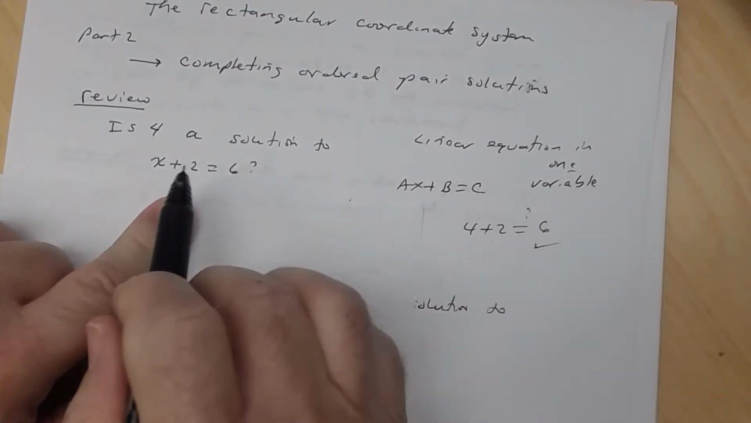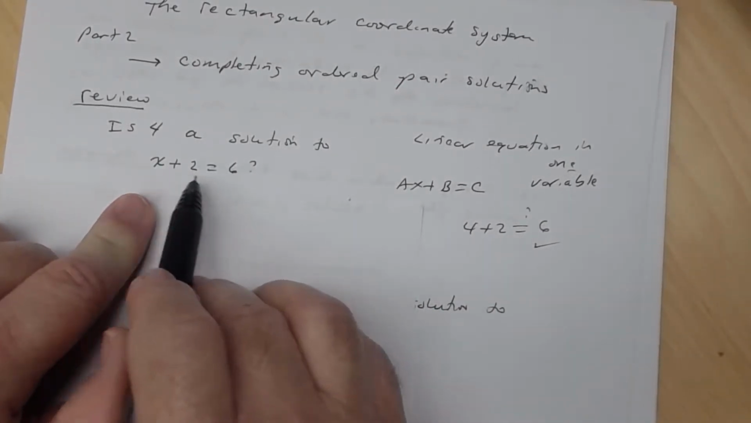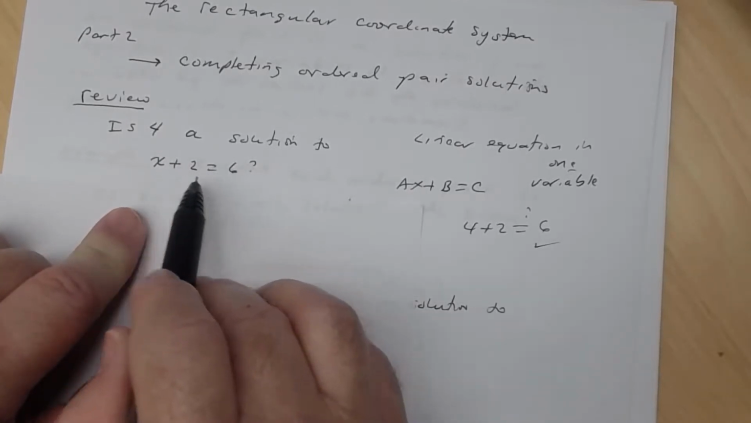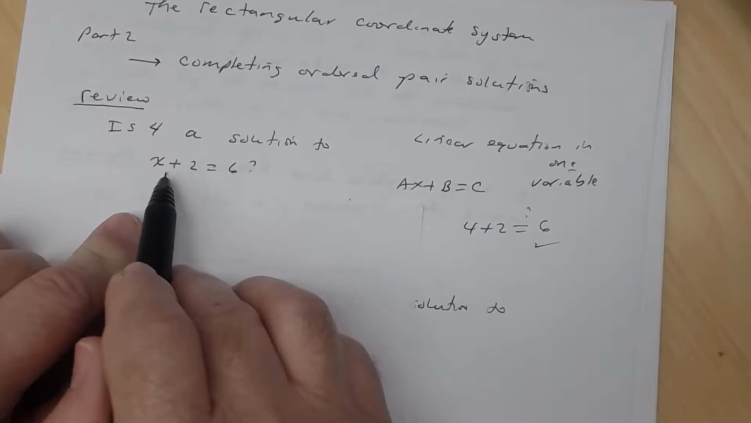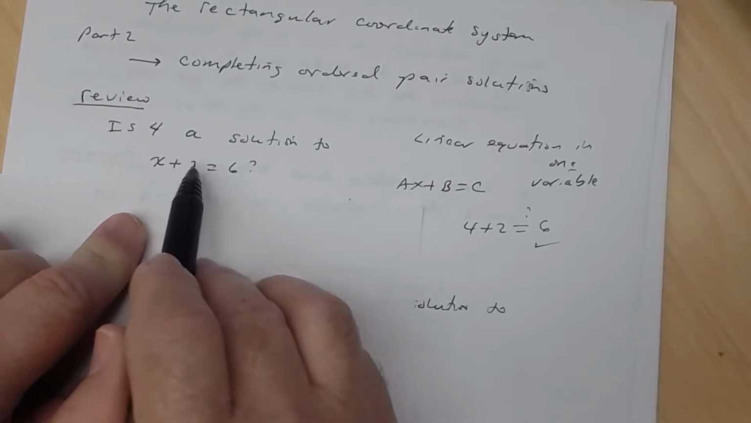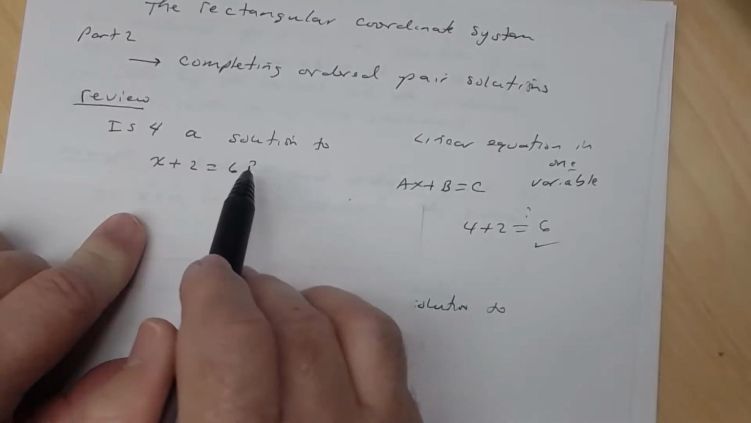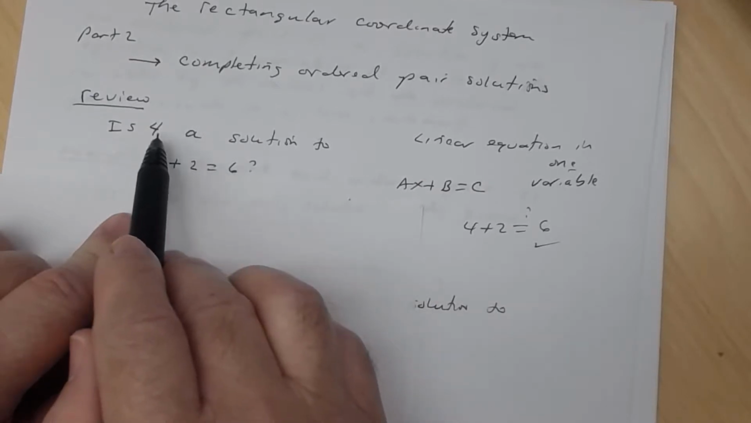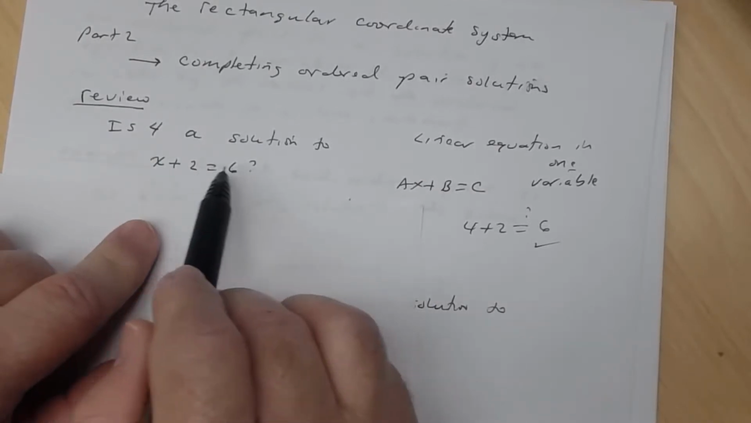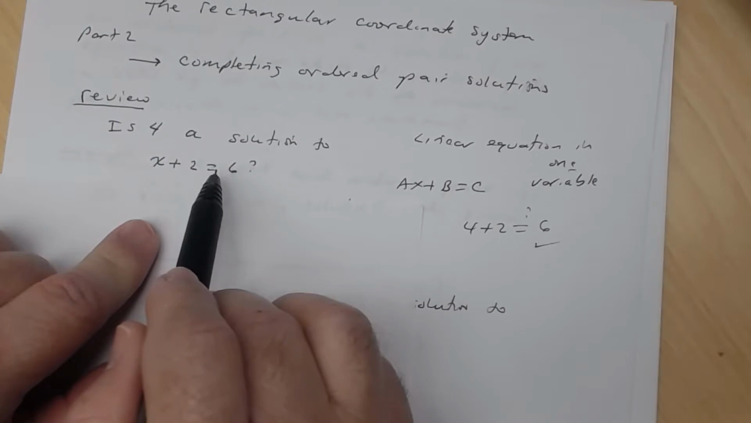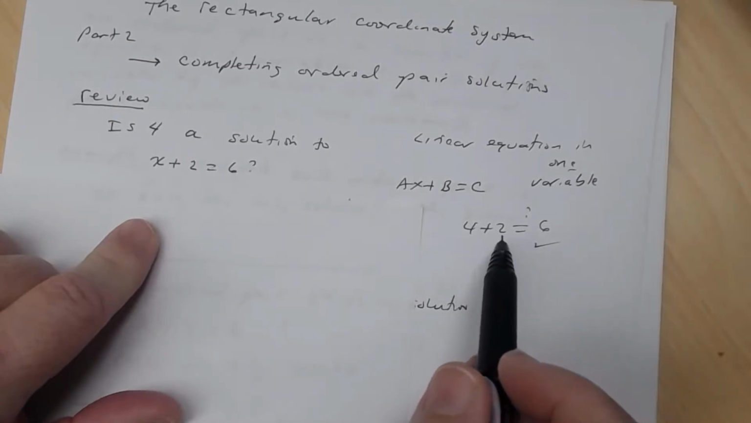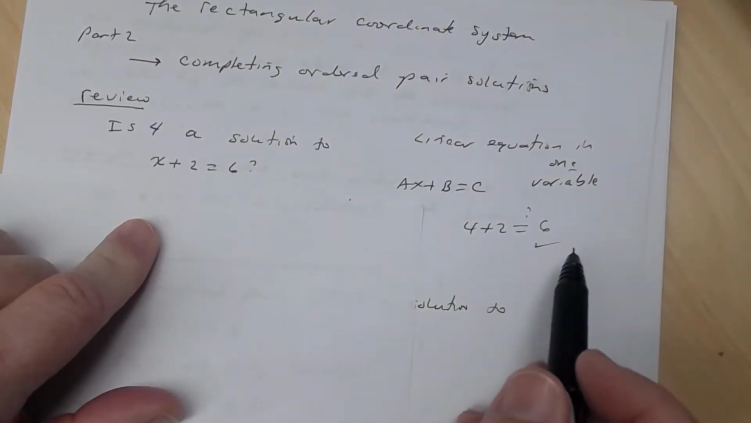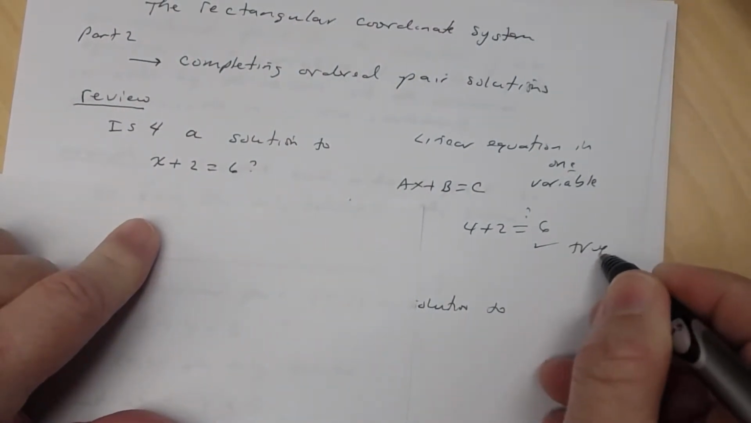So x equal 4 is a solution to this linear equation because when I substitute 4 into the variable x, I get 4 plus 2 equals 6. So the left side equals the right side. This number makes this equation a true statement. 4 plus 2 is 6, and 6 equals 6, so that's a true statement. So remember the words true statement.